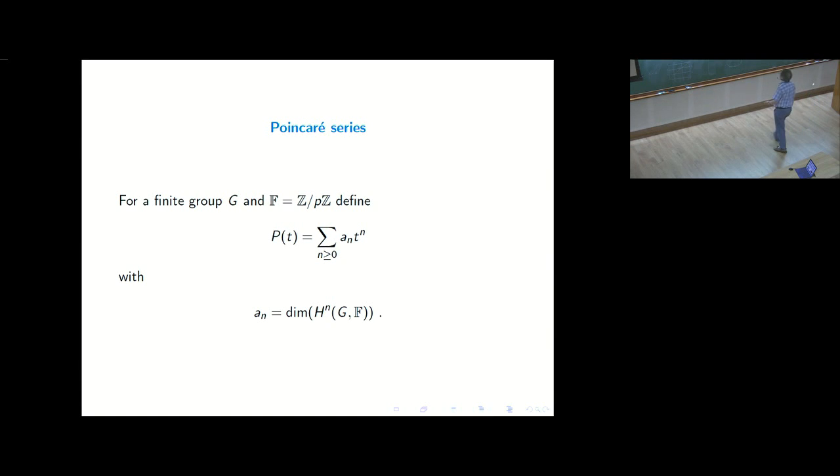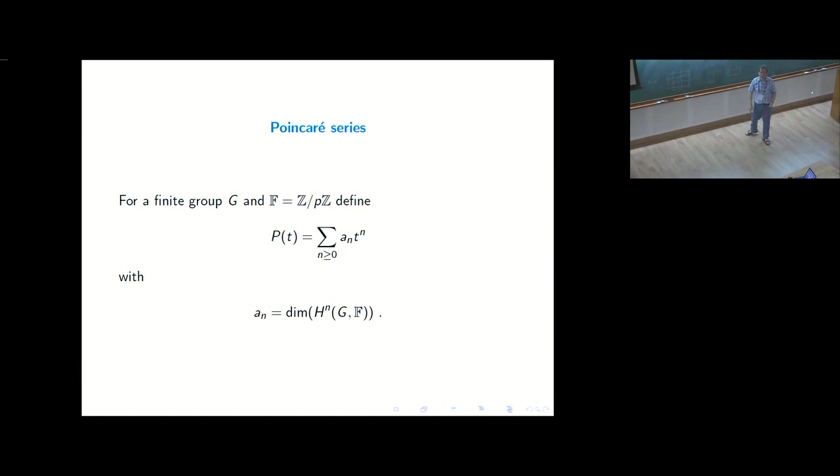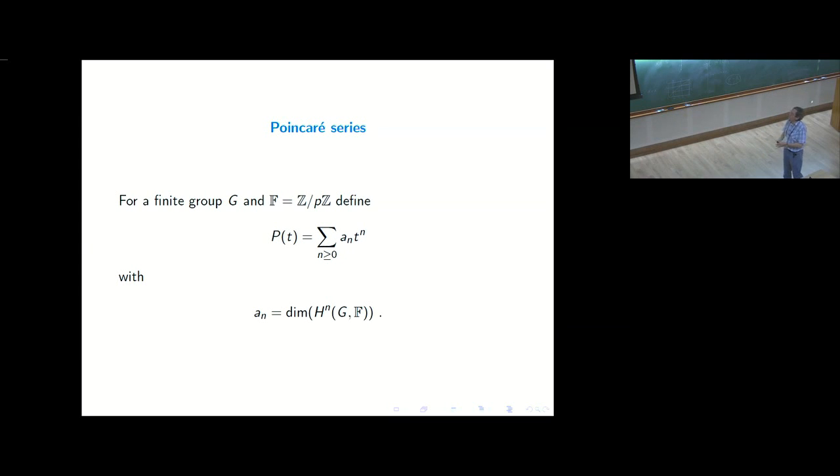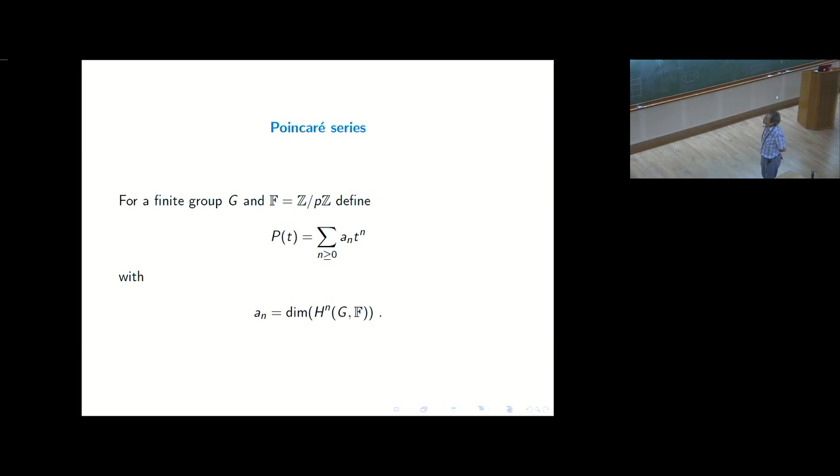I want to start with a formula for this, so let me work up to that. Let me define the Hilbert series or Poincare series. If I take my group G, and F is the field of p elements, let me define the polynomial P(t) to be the sum of a_n t^n, where a_n is the dimension of the vector space, the nth homology of G. When I write down this polynomial, that polynomial gives me the dimensions of all of the homology groups that I want. So if I could write down that polynomial, I'd be done.